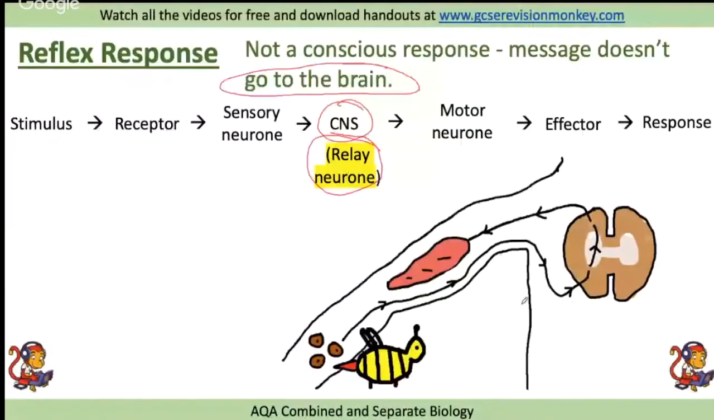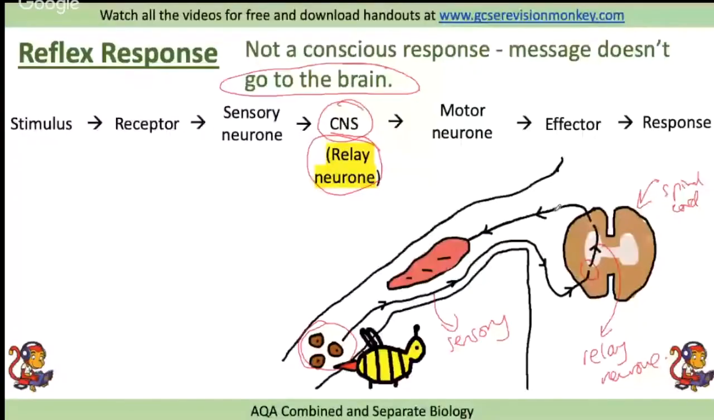All this is showing is this part of the spinal cord. And here we have our stimulus here. We're getting stung by the bee, and our pain receptors are detecting that, sending the message along the first neuron, which is a sensory neuron. Here we've got a synapse, and in the middle, this neuron here is the one called the relay neuron. You might be asked to annotate a diagram like this in the exam and label the neurons.